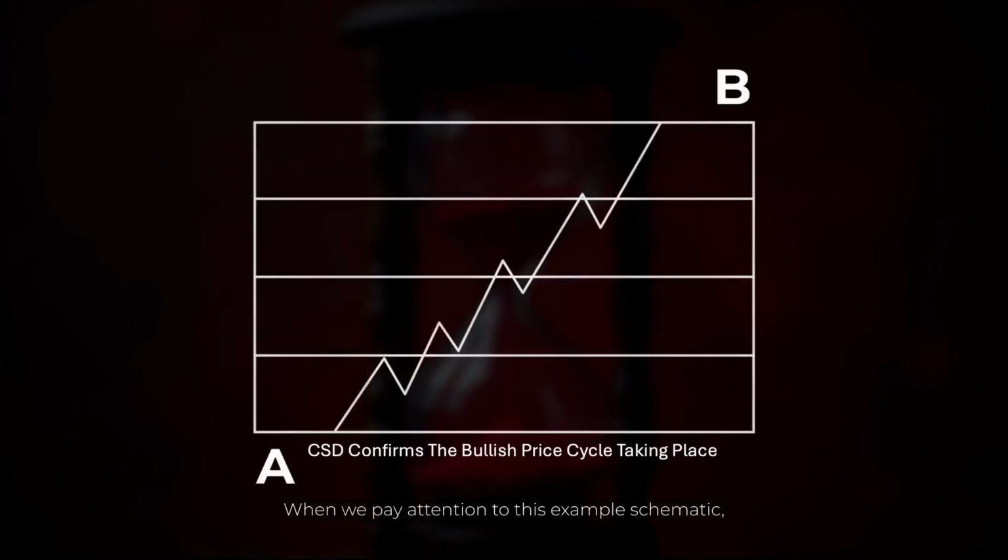When we pay attention to this example schematic, which I've shown prior throughout this series as well, I would like you to understand that CSD confirms the bullish price cycle taking place. Meaning, a bullish change in the state of delivery confirms to us that we're going to see the market expand higher from point A, which is below here, to point B, which is up here. The moment that a change in the state of delivery takes place, that is when we can anticipate the market is going to draw towards point B. This is of course the right side of the curve within a market maker buy model, where the sell side of the curve is going to be to the left right here.